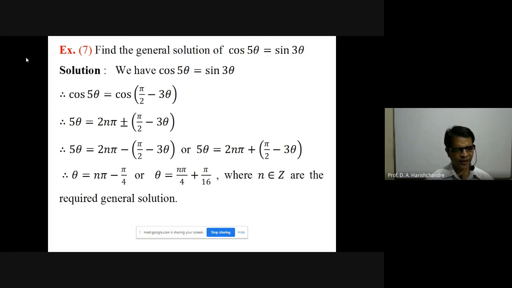So we are getting theta is equal to n pi minus pi by 4, or theta is equal to n pi by 4 plus pi by 16, where n belongs to Z. After simplification you will reach the same steps. You can verify yourself. So these are the general required solutions of the given trigonometric equations.